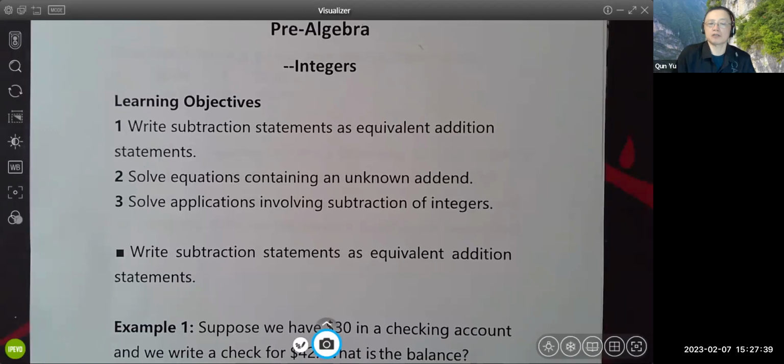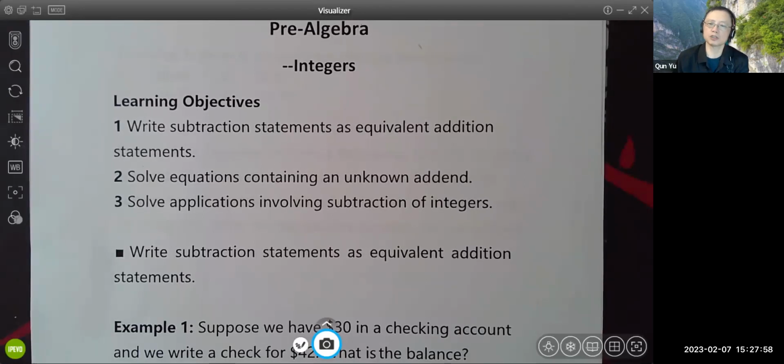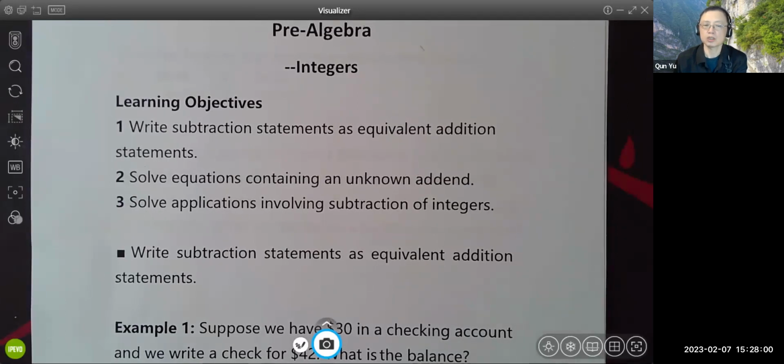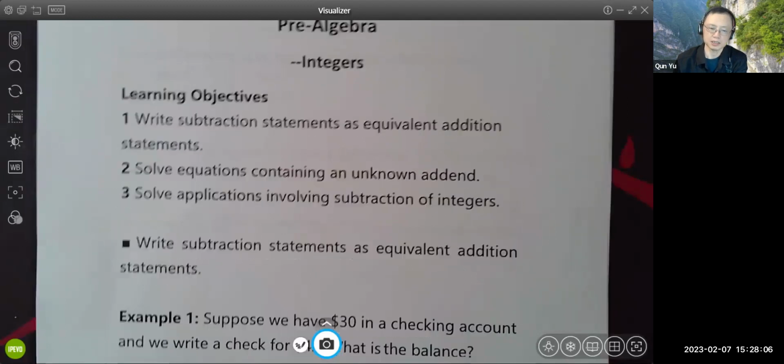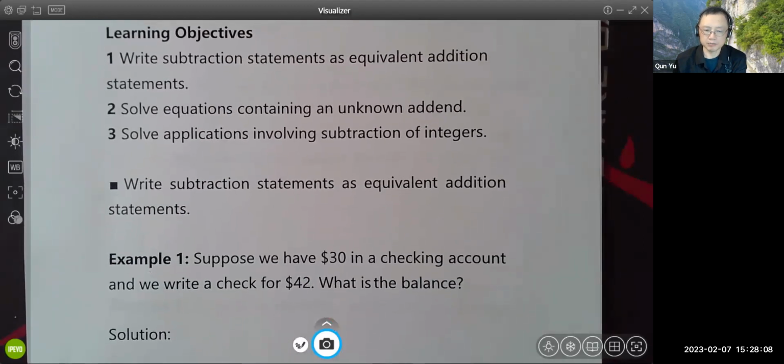By the way, we can always convert between addition and subtraction, also between multiplication and division, because these operations are opposite operations, and you can always write one operation in terms of the other one. Later on in a future video, we're going to look at how to rewrite a multiplication as division, and a division as multiplication. Okay, our first example.